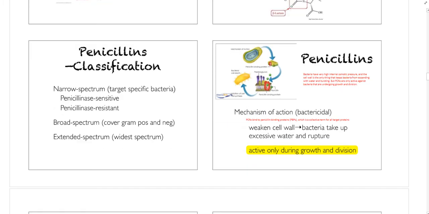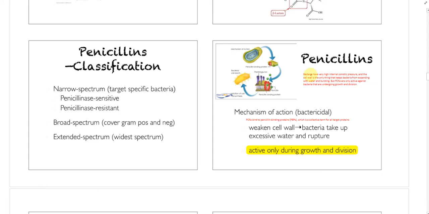So we have several classes of them: narrow spectrum, broad spectrum, and extended spectrum. For the narrow spectrum, penicillinase is an enzyme that is produced by bacteria and used to destroy penicillin. Some of these narrow spectrum penicillins are penicillinase sensitive, meaning they will be destroyed by penicillinase that bacteria may produce, and some are resistant to penicillinase.